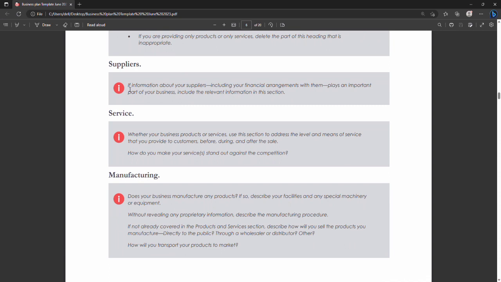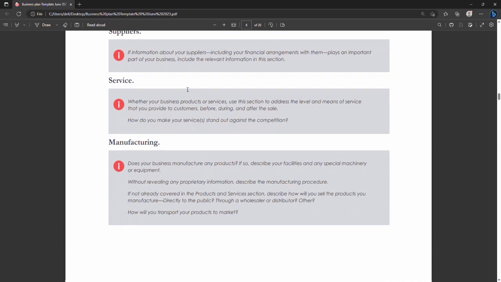Very important. Suppliers. Now, if you require suppliers, you can put it there, but if you do not, then you delete it. You delete the column. Just delete suppliers out of it. If your business does not need a supplier, the value chain does not need a special supplier, you have to delete it.